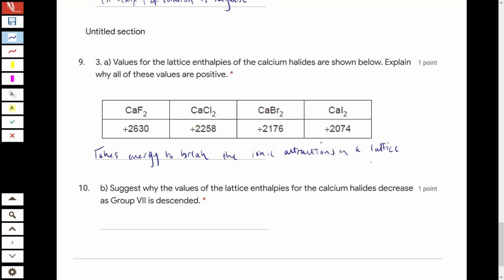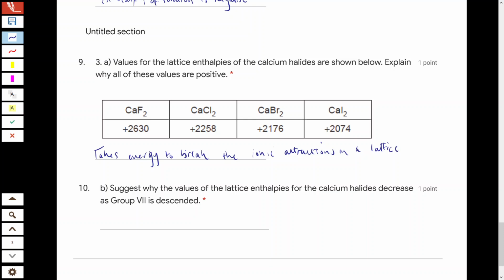Then 3b suggests why the values of the lattice enthalpies for the calcium halides decrease as group 7 is descended. So that was covered in the notes. You've got the calcium staying the same in all these ionic lattices, but your anions, the halides, changing. As you're going from fluoride down to iodide, you're getting less and less endothermic, so it's becoming easier and easier to break the lattice apart. Our justification for that is the idea that the anions are getting bigger. The bigger they are, the less tightly they pack, and the less interaction they feel to the ions around them.